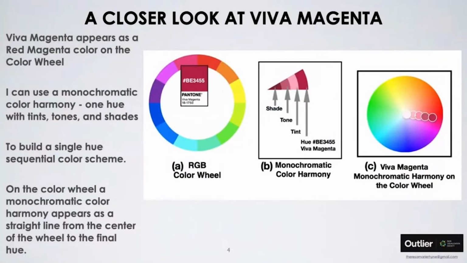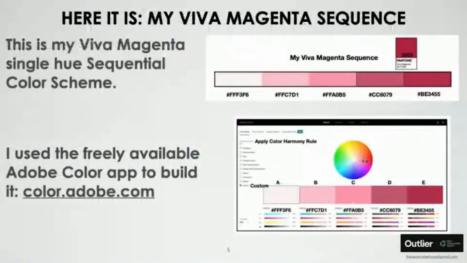Okay, if we take a closer look at Viva Magenta, we see that we can create a single hue sequential color scheme that starts with a light pink and ends in Viva Magenta, using a monochromatic color harmony that's one hue with tints, tones, and shades. On the color wheel, it becomes a straight line from the white point to the magenta, Viva Magenta hue. Okay, so here we have it. Here's my Viva Magenta sequence, a single hue sequential color scheme that I used the Adobe Color app to build.